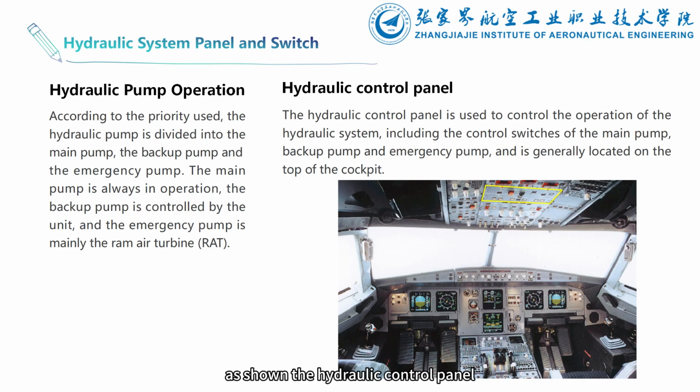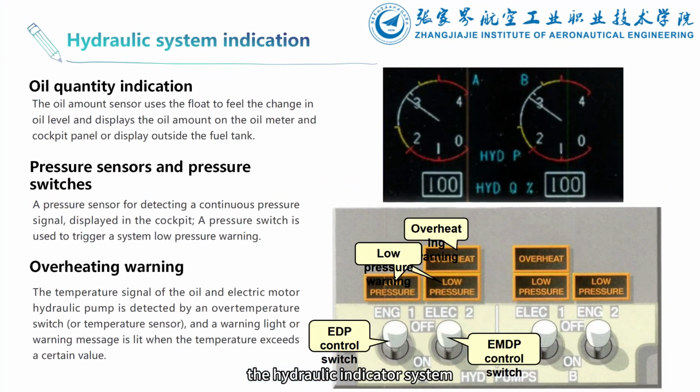As shown, the hydraulic control panel is generally located on top of the cockpit. The hydraulic indicator system mainly provides the crew with parameter indications such as oil quantity and system pressure, and warning information such as low pressure of the hydraulic pump and over temperature of the oil and electric motor driven pump. The figure shows that the oil quantity Q of the hydraulic systems A and B of the B737 aircraft is 100% of the full oil amount, and the pressure value P is about 2,800 psi.